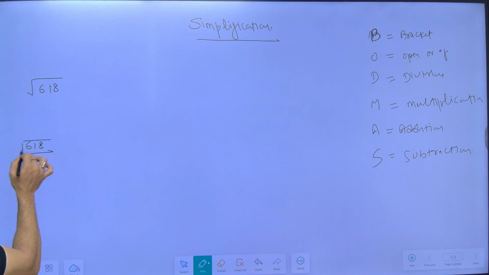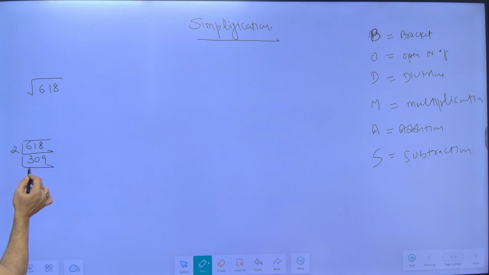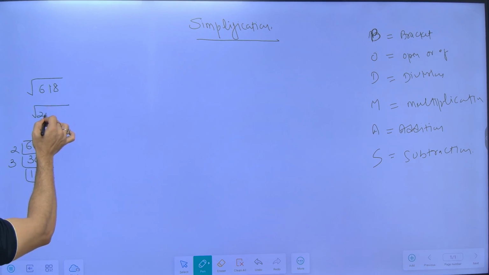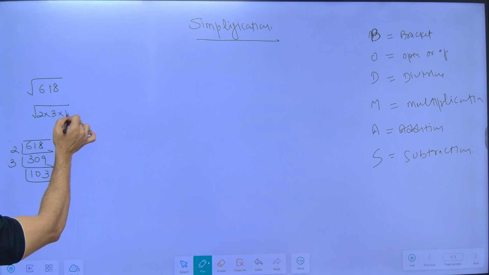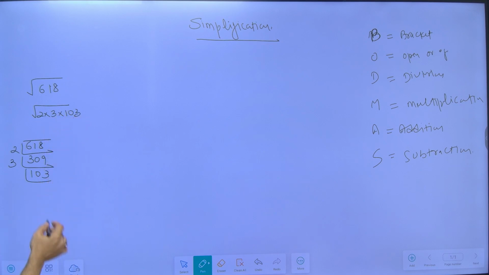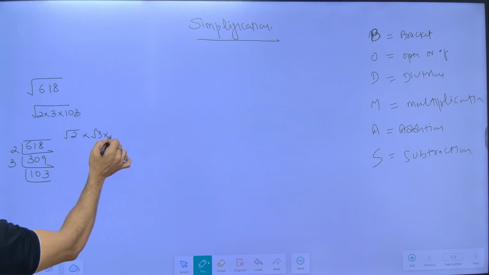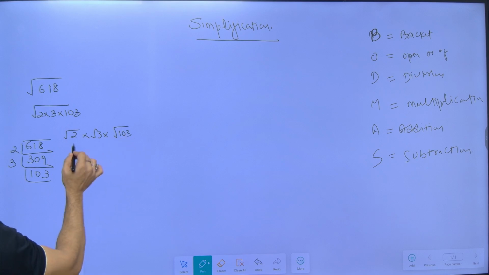618, 2, 3s are 6, 0, 9. Cancelled by 3 or not? 103. After that, we don't know whether 103 is what, right? Value is also not known. So you can rewrite this as what? 2 into 3 into 103. After that, you can also write this as root 2 into root 3 into under root of 103.